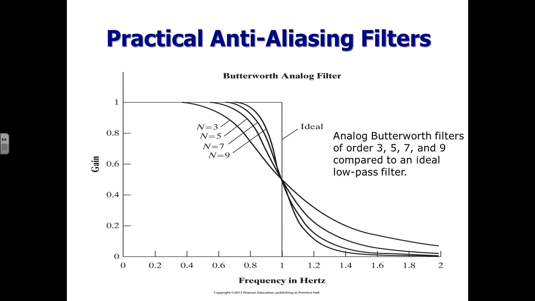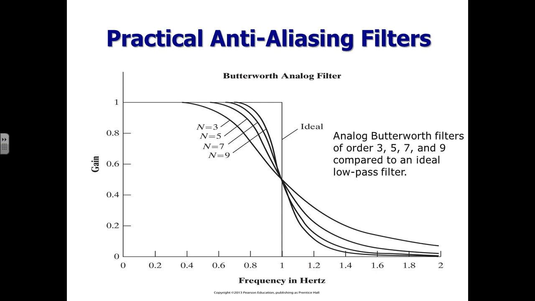Here's a comparison of the frequency response of several practical anti-aliasing filters. These were all made in the Butterworth configuration. If you're familiar with analog filters, there's a few standard types, Butterworth being one, Chebyshev being another, elliptical being a third.